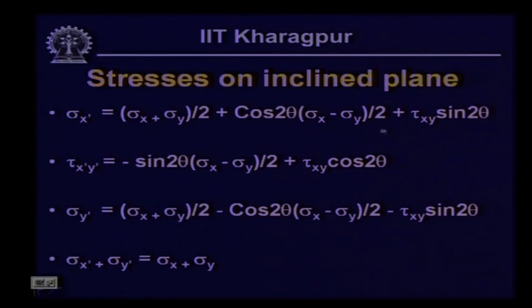Hence, these are the stresses which we have just now derived: sigma x dash equal to sigma x plus sigma y by 2 plus sigma x minus sigma y by 2 cos 2 theta plus tau x y sin 2 theta. Tau x dash y dash equal to minus sigma x minus sigma y by 2 sin 2 theta plus tau x y cos 2 theta, and we have seen that sigma y dash likewise is this, and if we add sigma x dash plus sigma y dash, we get sigma x plus sigma y.